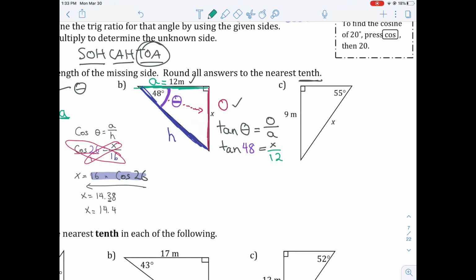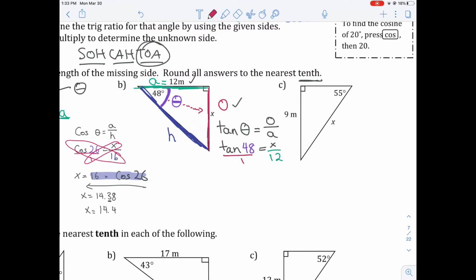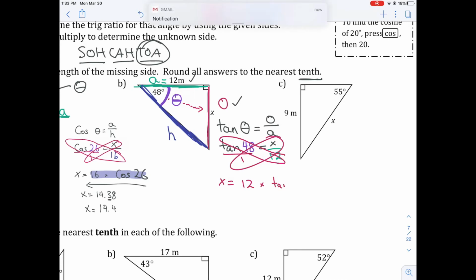Label your triangle. Pick the correct one. Now put in the numbers, and now lastly cross multiply to get the answer. Multiply 12 and tangent 48, 1 and x. So that the answer x is going to be 12 times tangent of 48. And then work backwards to get the answer with your calculator.